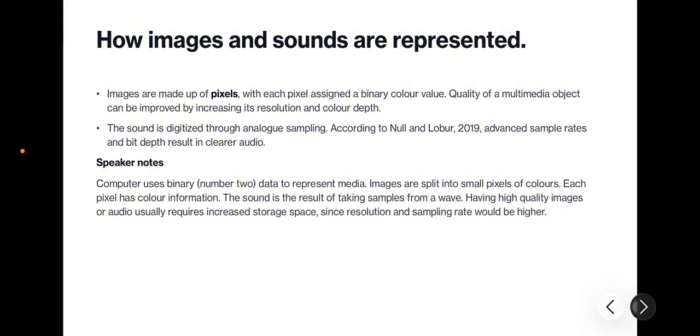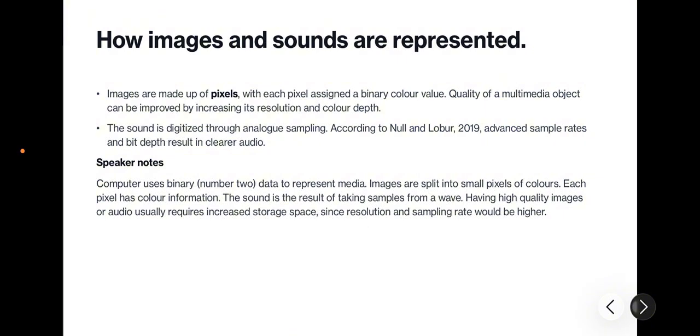How images and sounds are represented. Images are made up of pixels, with each pixel assigned a binary color value. The quality of a multimedia object can be improved by increasing its resolution and color depth. Sound is digitized through analog sampling. According to Null and Lobur, higher sample rates and bit depth result in clearer audio.